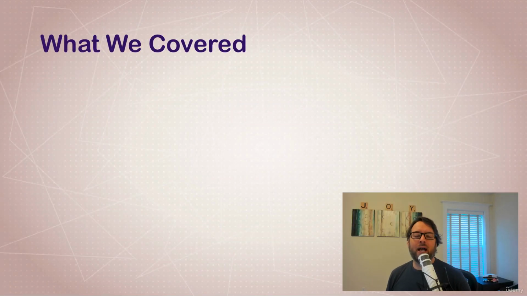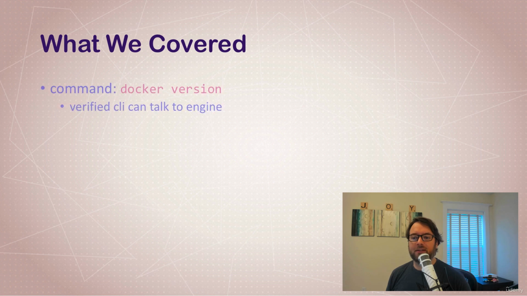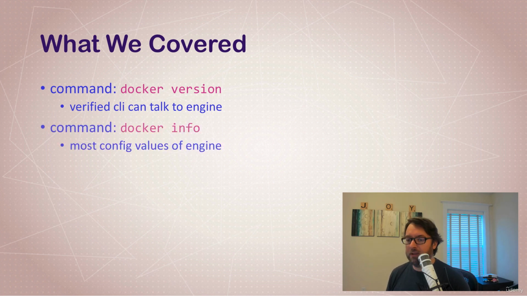Okay, even though we had a very short lecture and it was pretty simple, let's just review real quick those commands. The Docker version command is the one I always use first on a new Docker system, just to make sure that my client can talk to the engine and that I'm running the version that I would expect. Secondly, Docker info gives me a lot of the configuration values out of the engine just to make sure that it's set up the way that I expect.